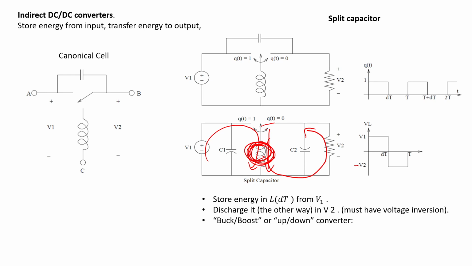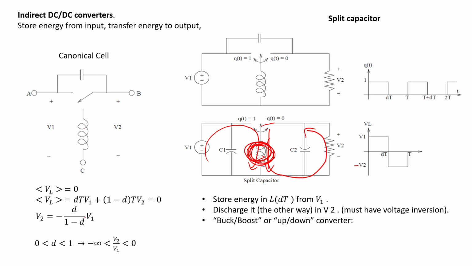Then again we can analyze using zero average value of voltage VL. So this area plus this area equals 0. This is the plus area, and this is the minus area. You can cancel capital T, the period, and then finally we have the relationship between V1 and V2 in this way.